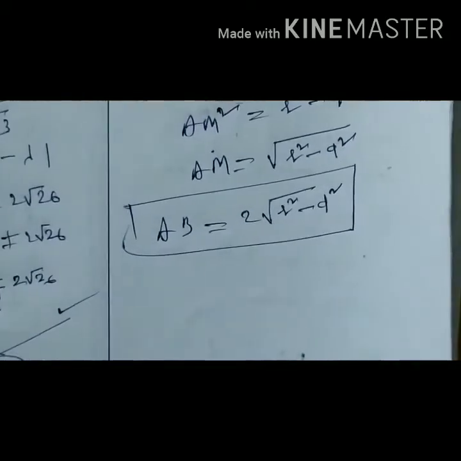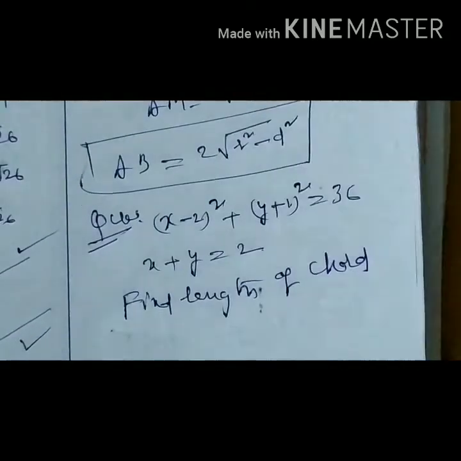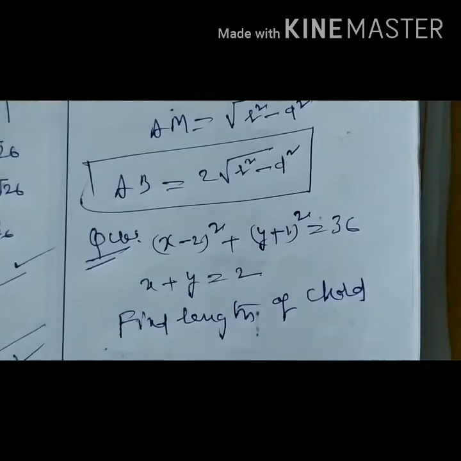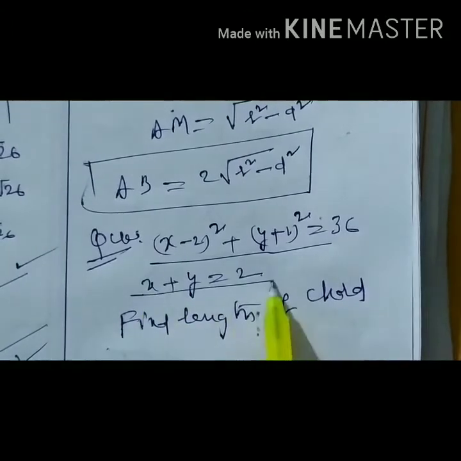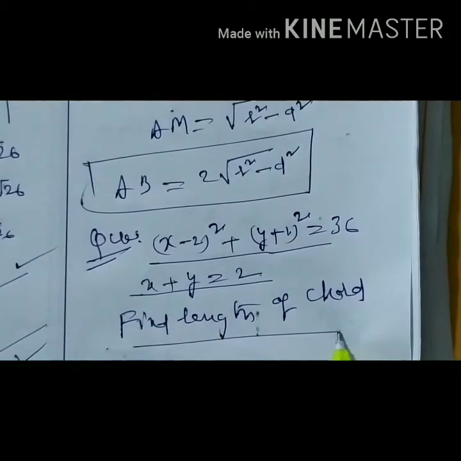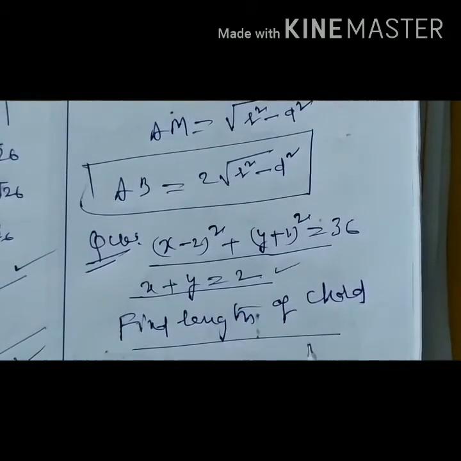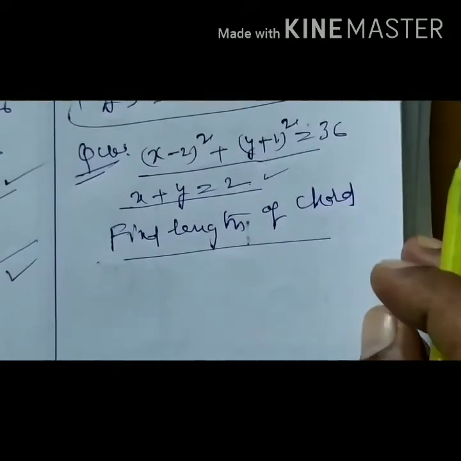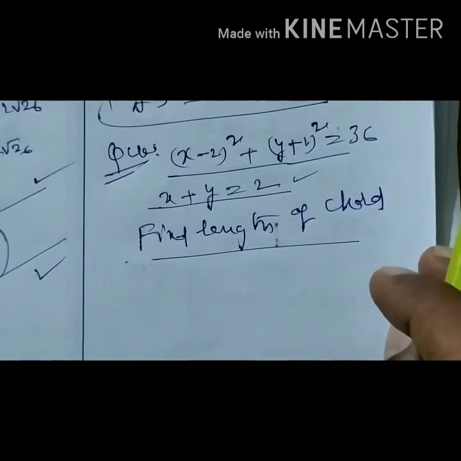Based on this concept, let us do one problem. Suppose x minus 2 whole square plus y plus 1 whole square is equal to 36 and x plus y is equal to 2. Find the length of the chord. This equation becomes a chord. Then find out the length of the chord for this circle. Before finding it, we verify whether it is a chord of the circle or not. How can you say that?